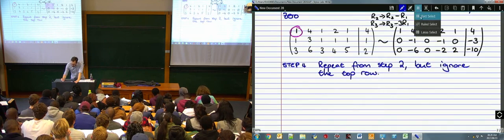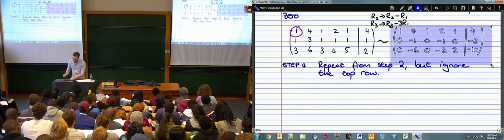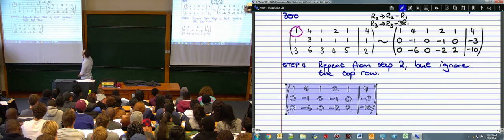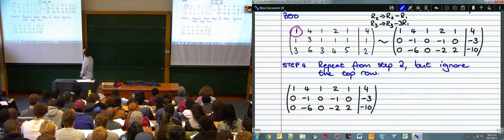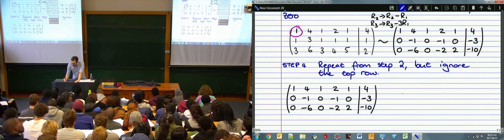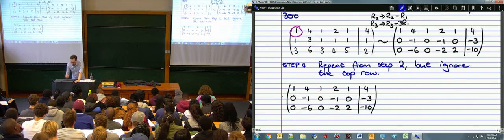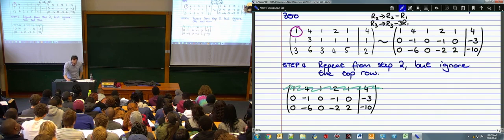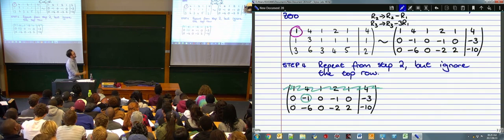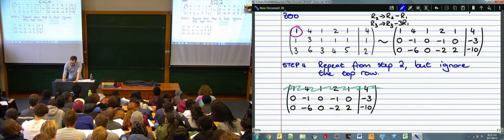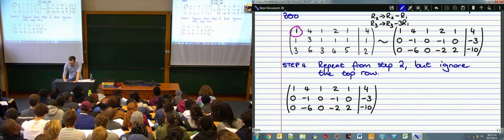Let me just grab this over here. So I'm going to put that over there. We repeat from step 2, but we ignore the top row. So what I mean by that is, okay, we just pretend that that row isn't there, right? And now we think about what do we need to do. We look for the leftmost non-zero entry. It must be at the top of the matrix, and we've got to scale that so that it's equal to 1. Okay, right. So we're going to scale it so it's equal to 1.